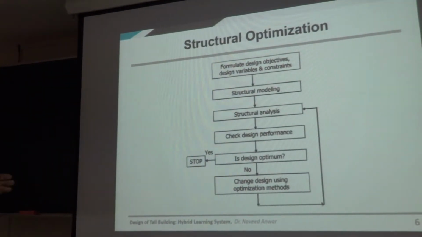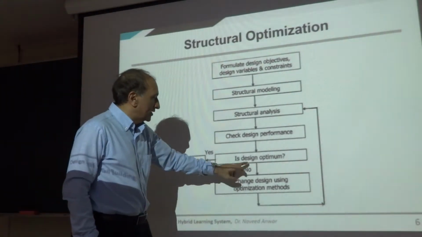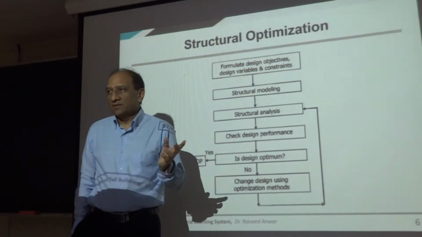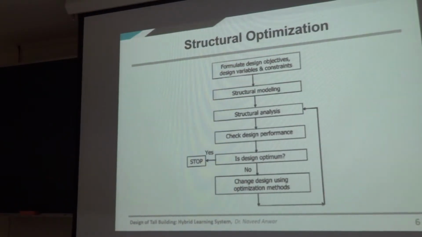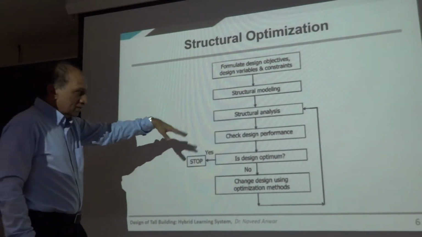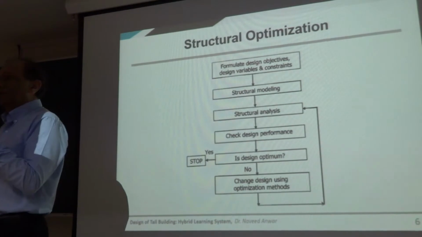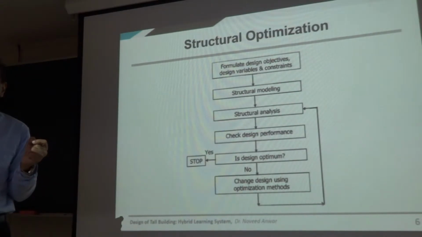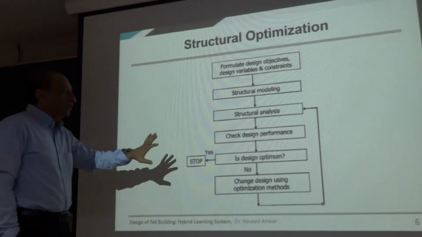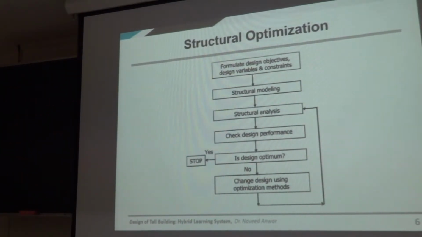So optimization: formulate design objectives, structural modeling, structural analysis, check design performance. Design okay? Optimize or not? Otherwise you keep repeating. And frankly speaking, you can never optimize something completely, it's impossible, right? Because there are so many things in optimization, I don't even want to talk about the optimization here, but practically speaking, pure optimization or perfect optimization is not possible, not practical, right? So we look at a certain global optimization level that we can accept.